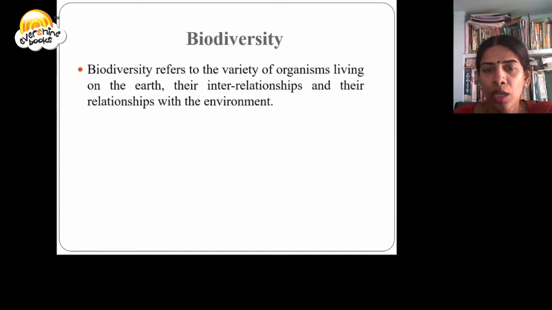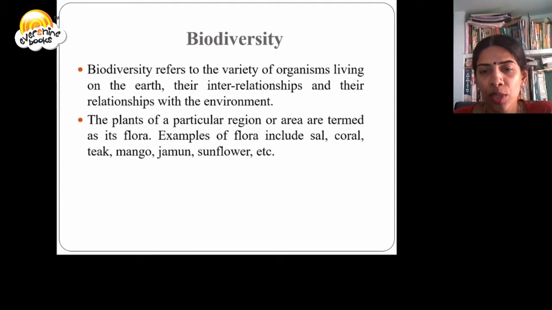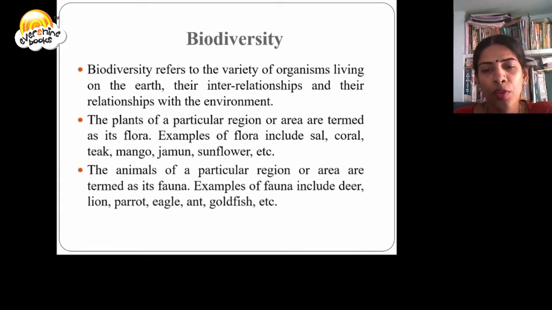Biodiversity. It refers to the variety of organisms living on the earth, their interrelationships and their relationships with the environment. The plants of a particular region or area are termed as its flora. The flora includes sal, coral, teak, mango, jamun, sunflower, etc. The animals of a particular region or area are termed as its fauna. Examples are deer, lion, parrot, ant, goldfish, eagle, etc.